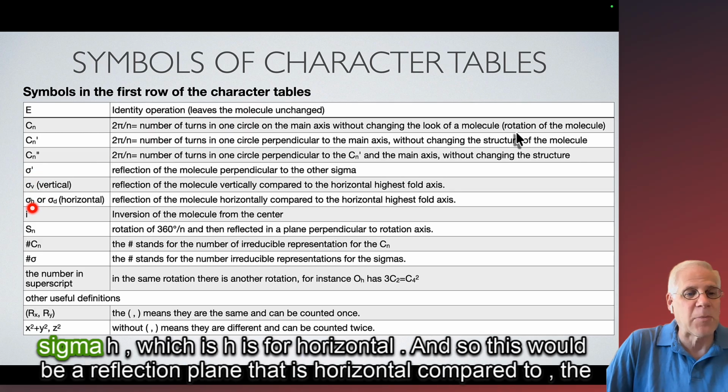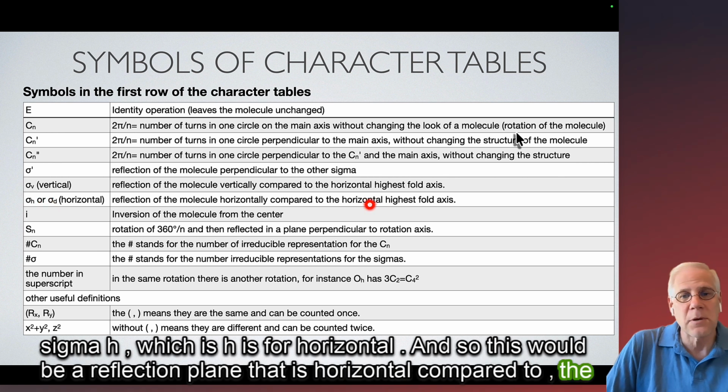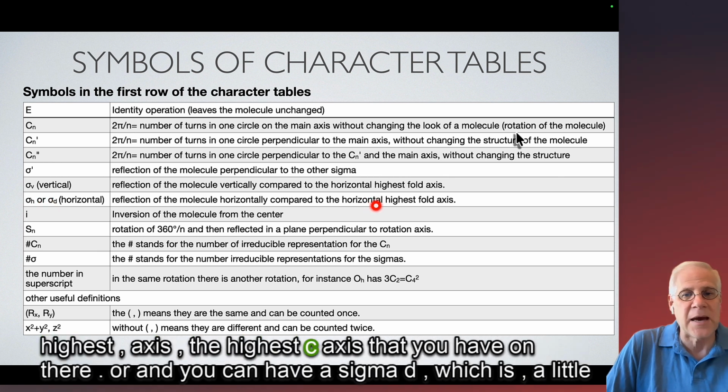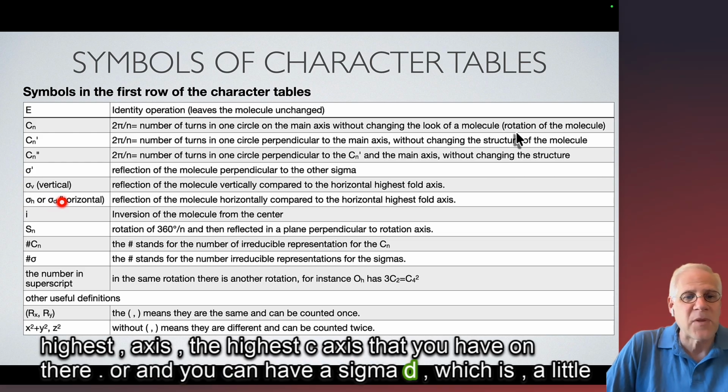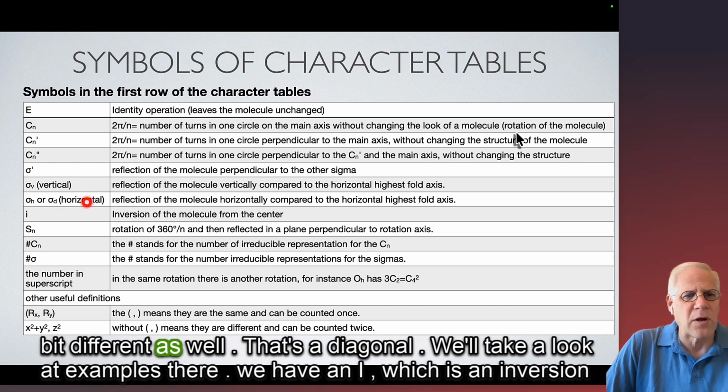You can have a sigma h, where h is for horizontal, and so this would be a reflection plane that is horizontal compared to the highest C axis that you have on there. And you can have a sigma d, which is a little bit different as well. That's a diagonal. We'll take a look at examples there.